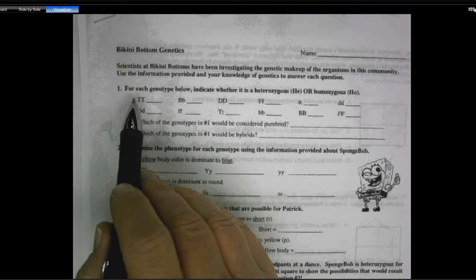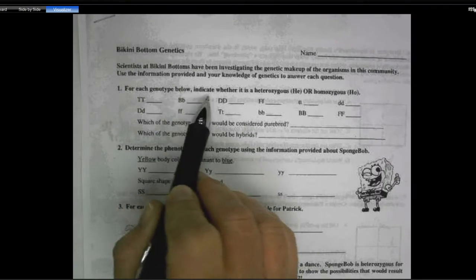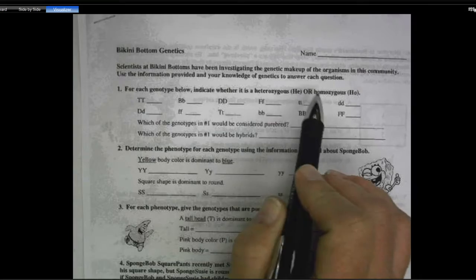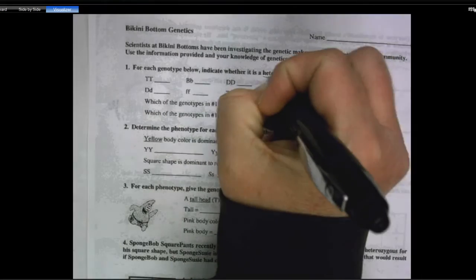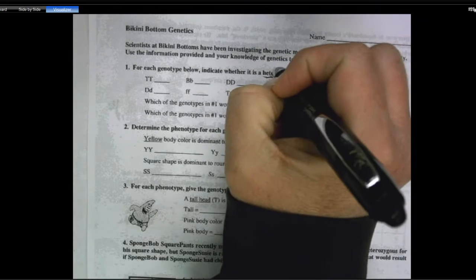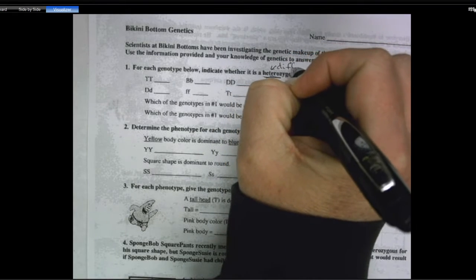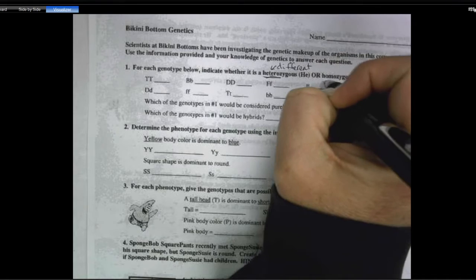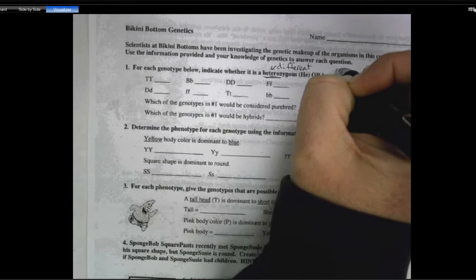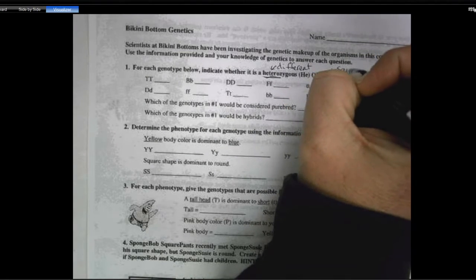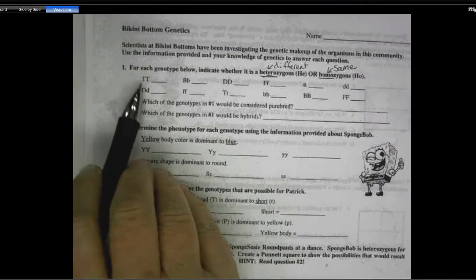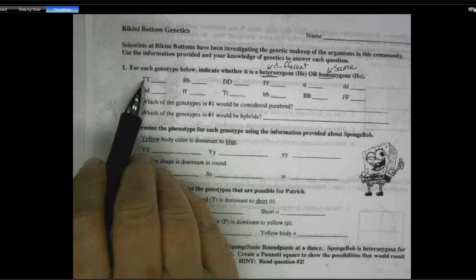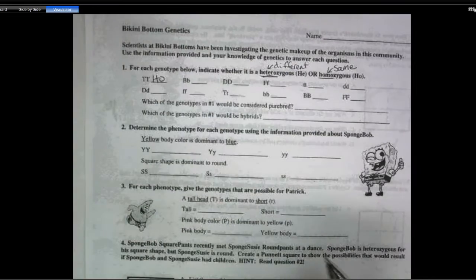So here in the first part it says for each genotype below, indicate whether it is heterozygous or homozygous. Remember, when you're talking about heterozygous, this prefix hetero means different, okay? And the prefix homo, H-O-M-O, means same, okay? Those are just some Greek prefixes. So if we have this one here, it has two uppercase T's. So we would put homozygous, okay?